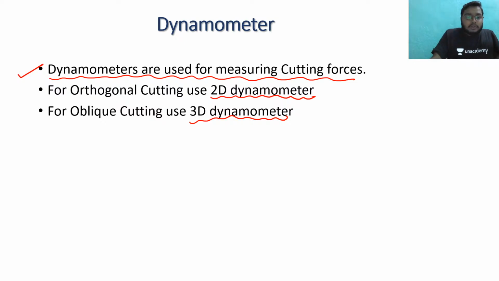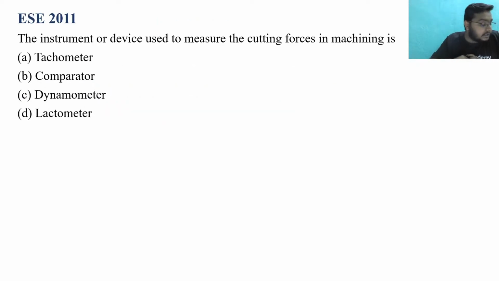So this is the basic funda of dynamometer, and if these things are clear to you, then please try to give me the answer to this question. The instrument or device used to measure the cutting forces in machining is what? Please tell me the answer. Very easy question. The device which is used to measure the cutting forces is the dynamometer, right?